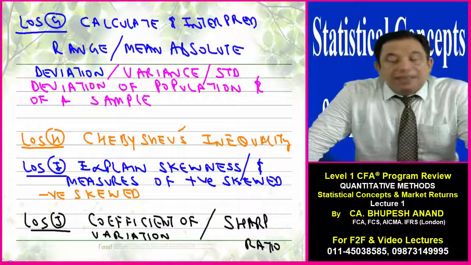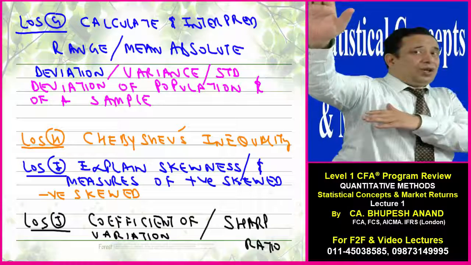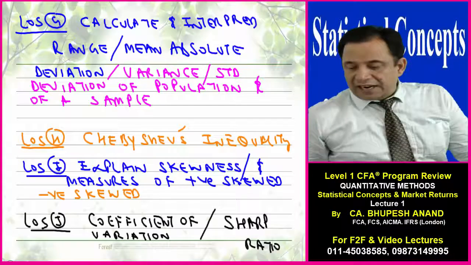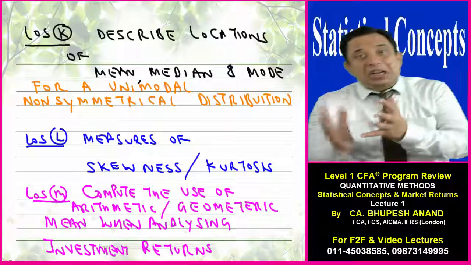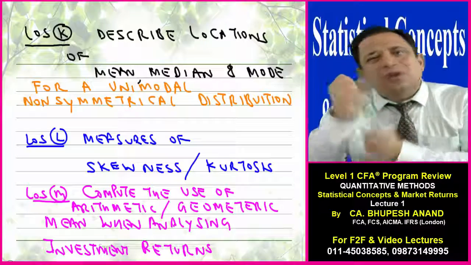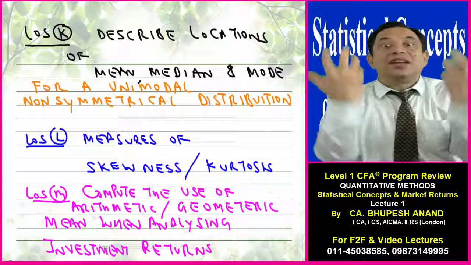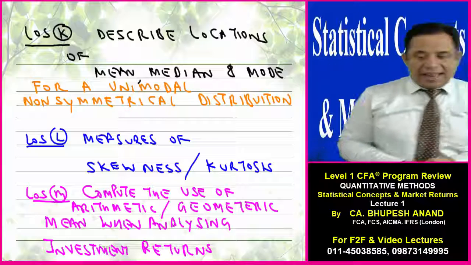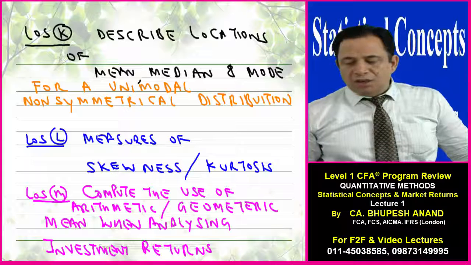Learning outcome number I, we will be discussing the skewness. That is the slope of that curve. Positive skewed, negative skewed, then kurtosis. How much is the height of that? Coefficient of variation and Sharpe ratio. So these are the learning outcomes which will be giving you enlarged knowledge and insight into how we can use them in real life scenarios with the help of a financial calculator. So please write down K and L, that is measures of skewness, kurtosis, and the last is how to use arithmetic mean, geometric mean using these investment returns.